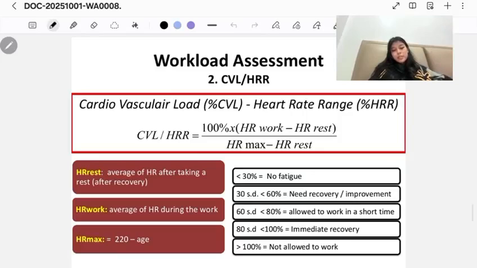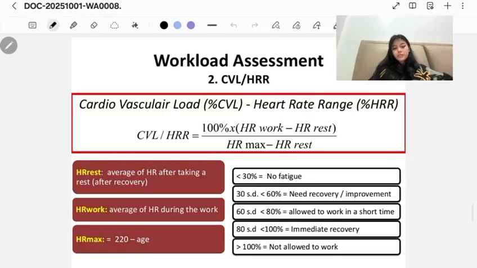I will explain about CVL first. CVL, or cardiovascular load, is the percentage of how much the heart rate during work exceeds the resting heart rate, relative to the range between maximum and resting. HRR, or heart rate reserve, is the difference between maximum heart rate and resting heart rate, and it represents the capacity available for physical activity.